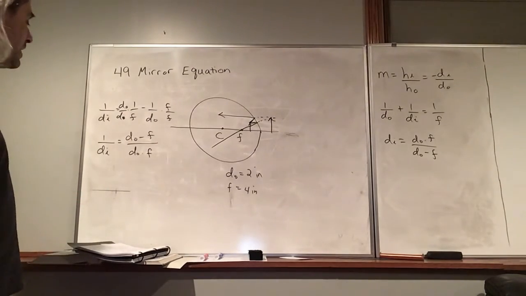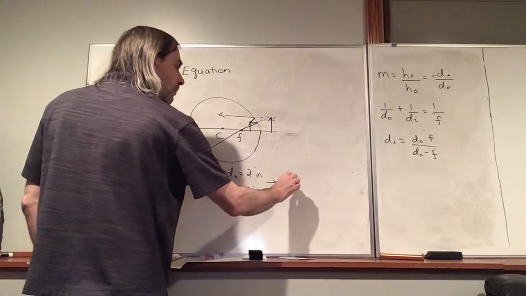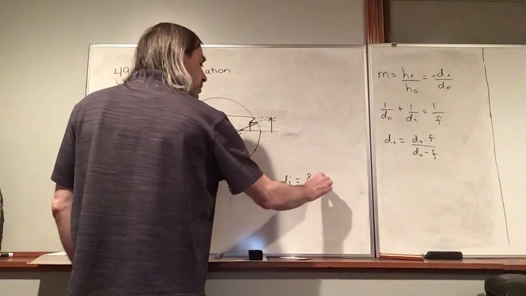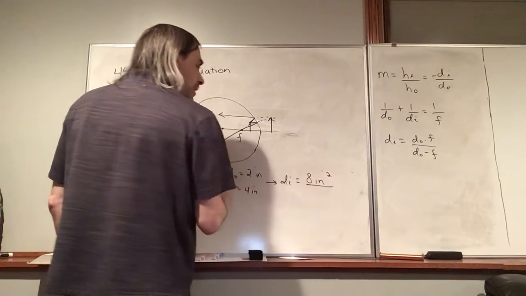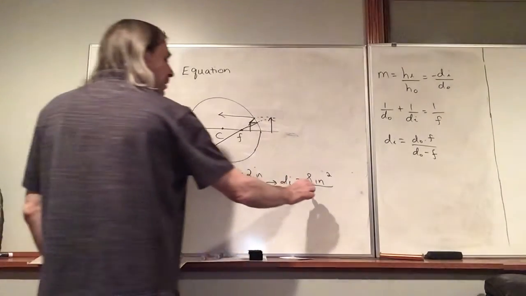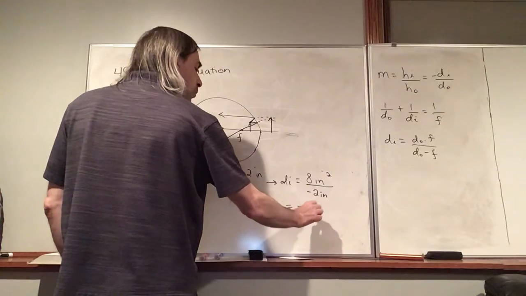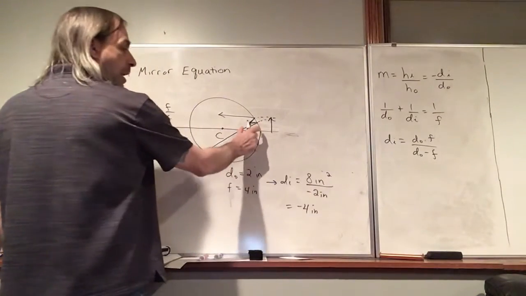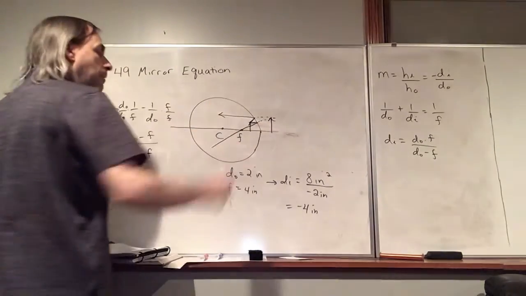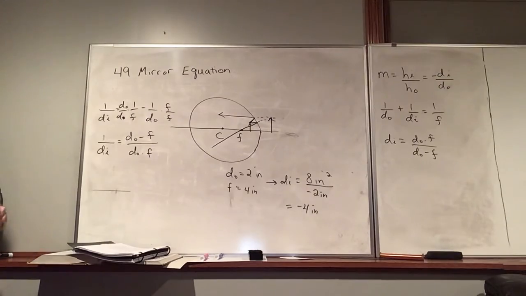So if we plug in these numbers, DI is DO times F, that's 8 inches squared, divided by DO minus F, so that would be minus 2 inches. And we get DI is minus 4 inches, which looks about right. Remember, the focal length is 4 inches. So minus 4, the drawing's a little bit off, but not enough for me to worry about.